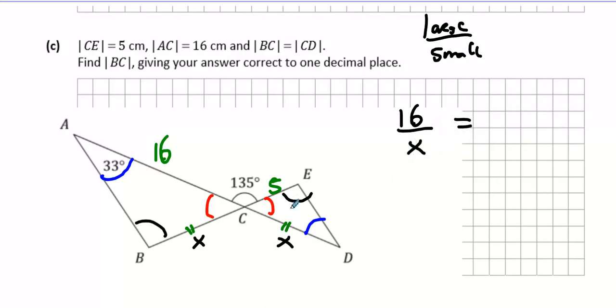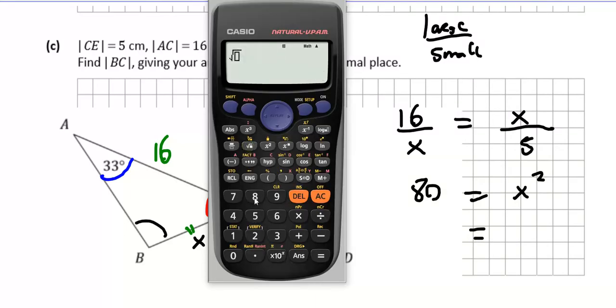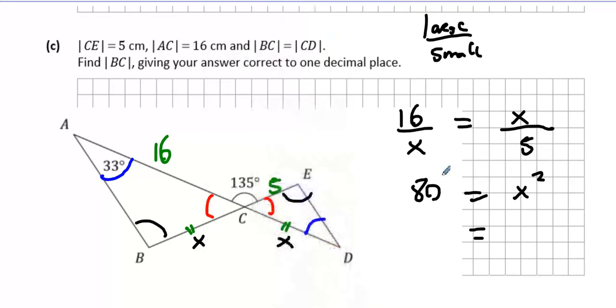Pick another side. Let's pick C to E, which is in between black and red, on the smaller triangle, so it will be 5. And then on the larger triangle, that's B to C, which would be X. Now if we cross multiply this, we get X squared, because X times X is X squared. 5 times 16 is 80. Going to square root 80. And what we get is 4 root 5, or 8.9. Sorry, I'm getting that wrong. 8.9, excuse me. So we found it. Okay, answer is 8.9.